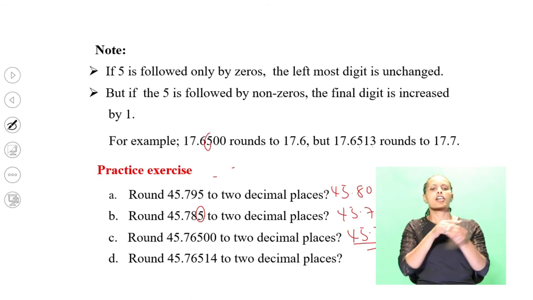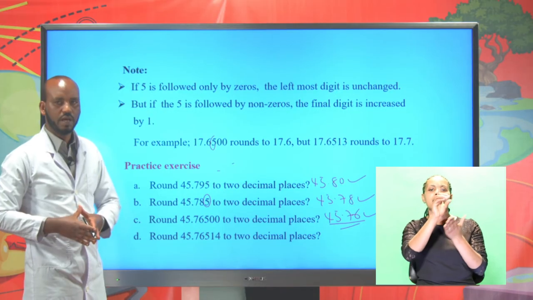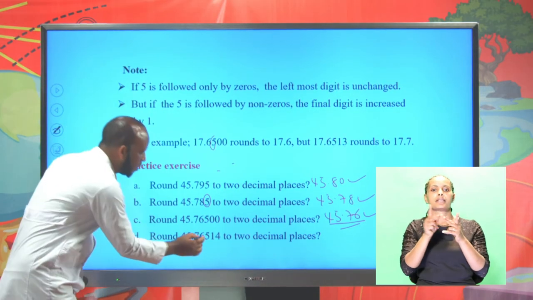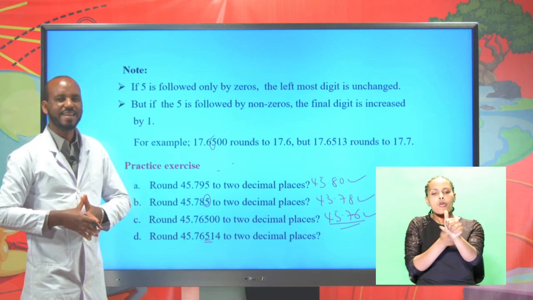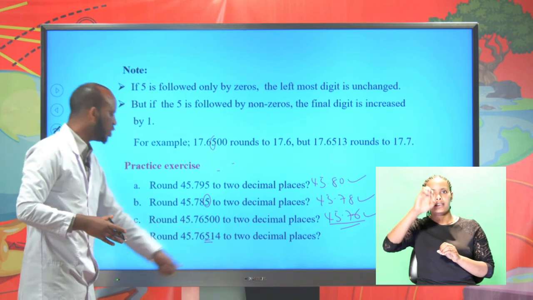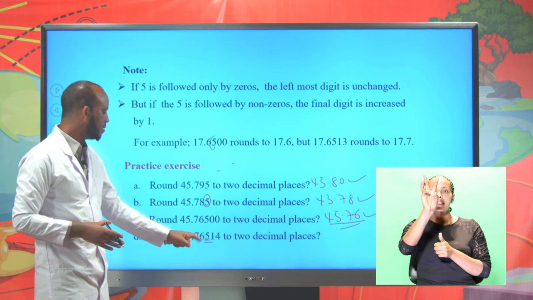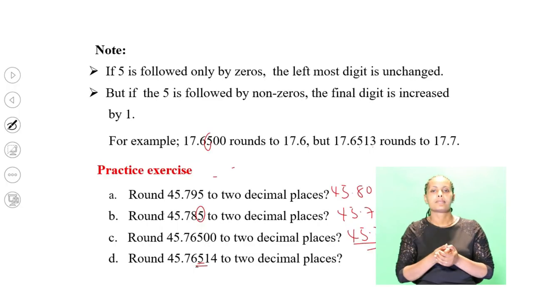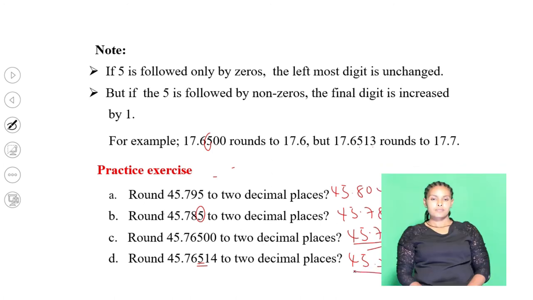D, round 45.76514 to 2 decimal places. The number to be removed is 5 and is followed by non-zero digits. We add 1 to the preceding digit and it is reported as 45.77.